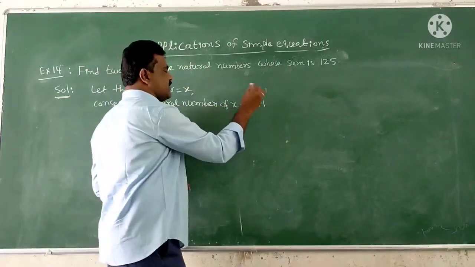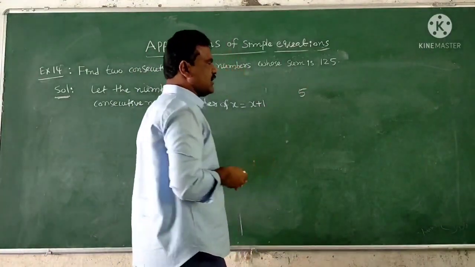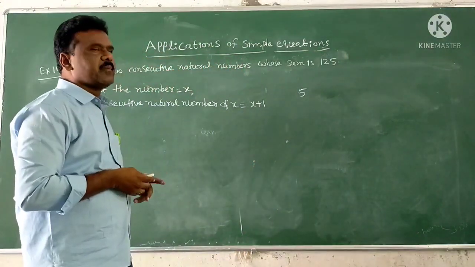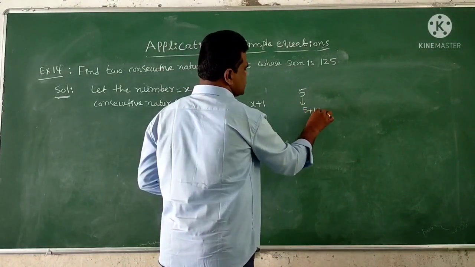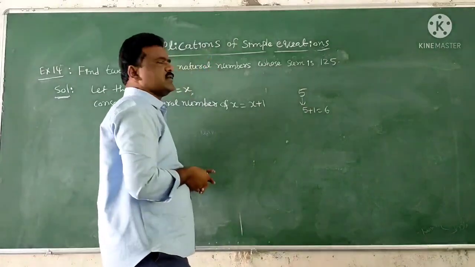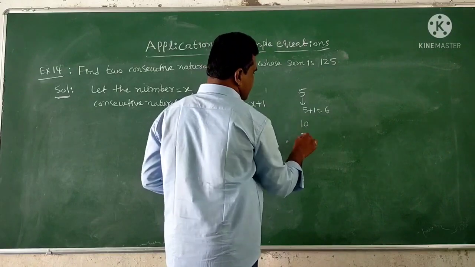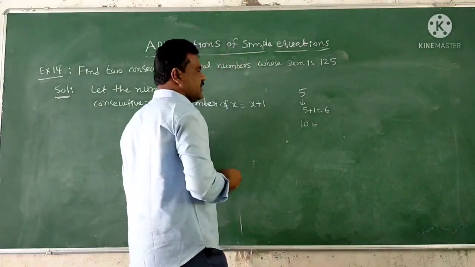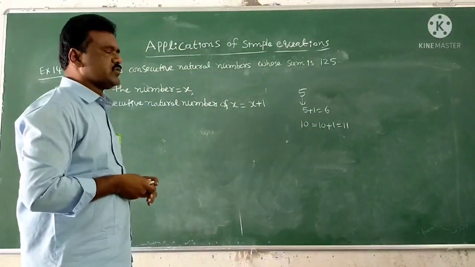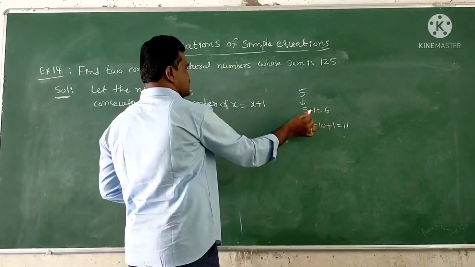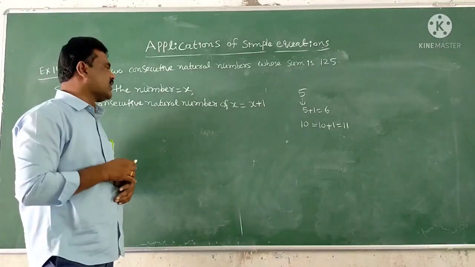For example, I take a number 5. The consecutive number of 5 means 5 plus 1 is equal to 6. If I take the number 10, what is the consecutive number of 10? 10 plus 1 is equal to 11. 11 is the consecutive number of 10, 6 is the consecutive number of 5. That means consecutive number means next number of the given number.